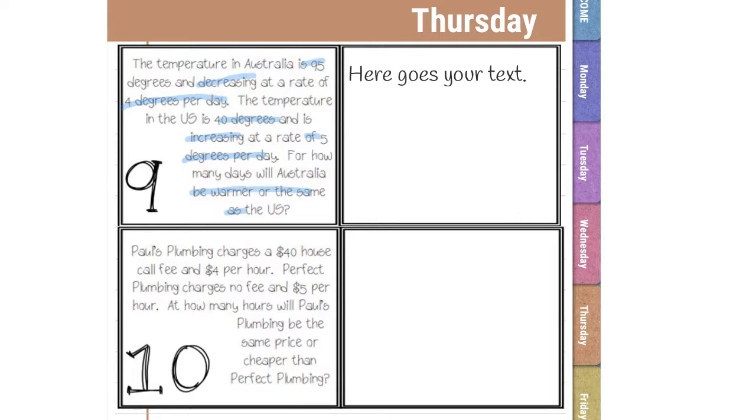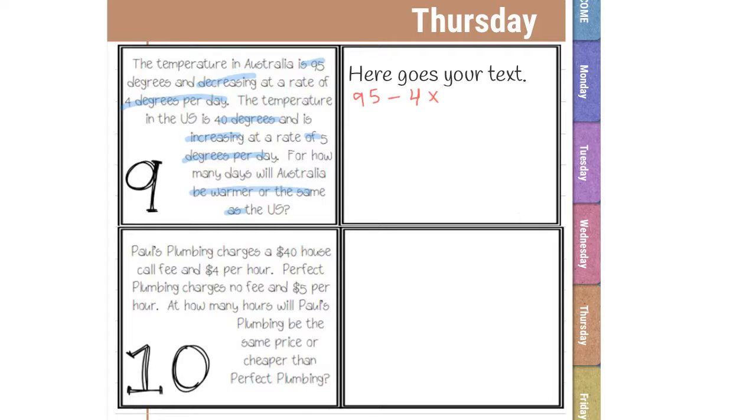So they tell us that it's 95 degrees. So that is the constant and it is decreasing. So if it's decreasing, that means that it's going down or less than or subtracting. So less at a rate of 4 degrees per day. So 4 degrees per day. We don't know how many days, so we're going to put x.